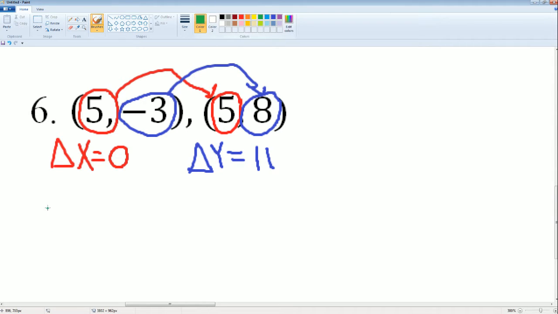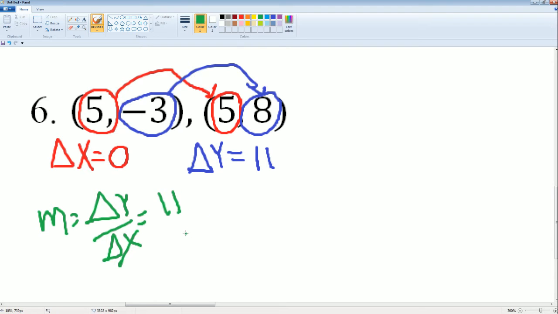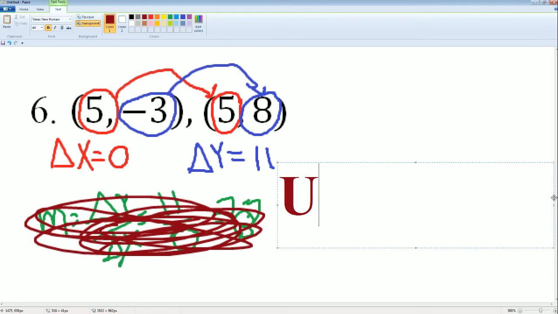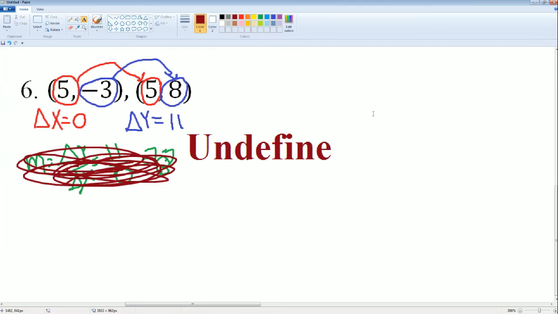Slope formula. M is equal to delta y over delta x. What is my delta y? 11. What is my delta x? 0. Anything divided by 0. Wait, is this even possible? No, it's not possible. You can't divide by 0. This is called undefined. So this is your undefined slope.